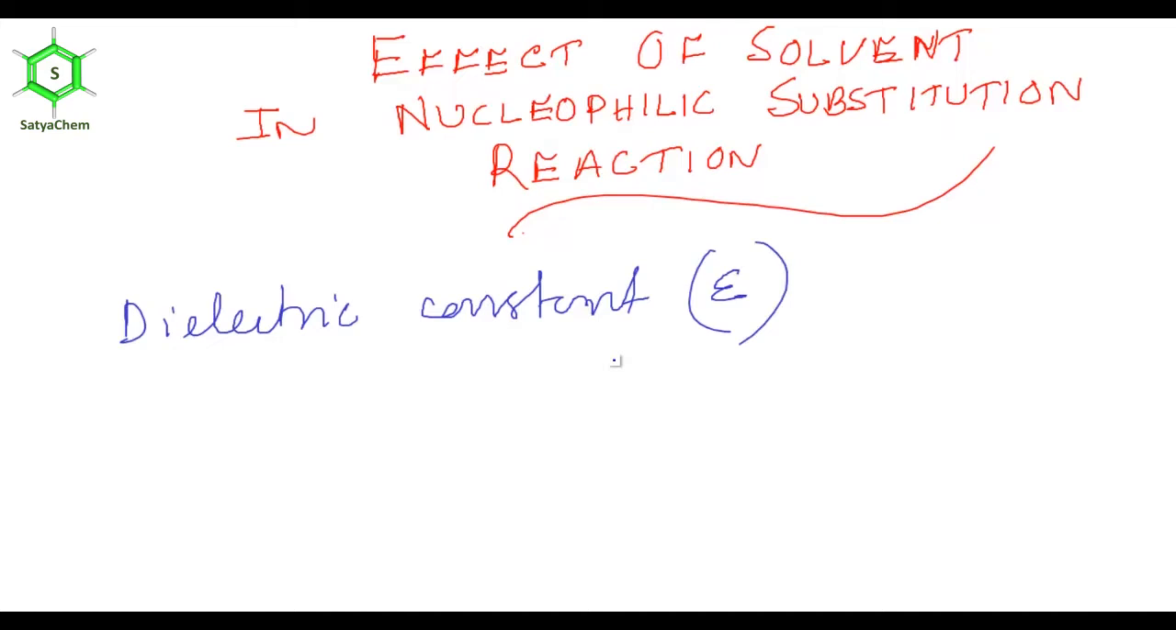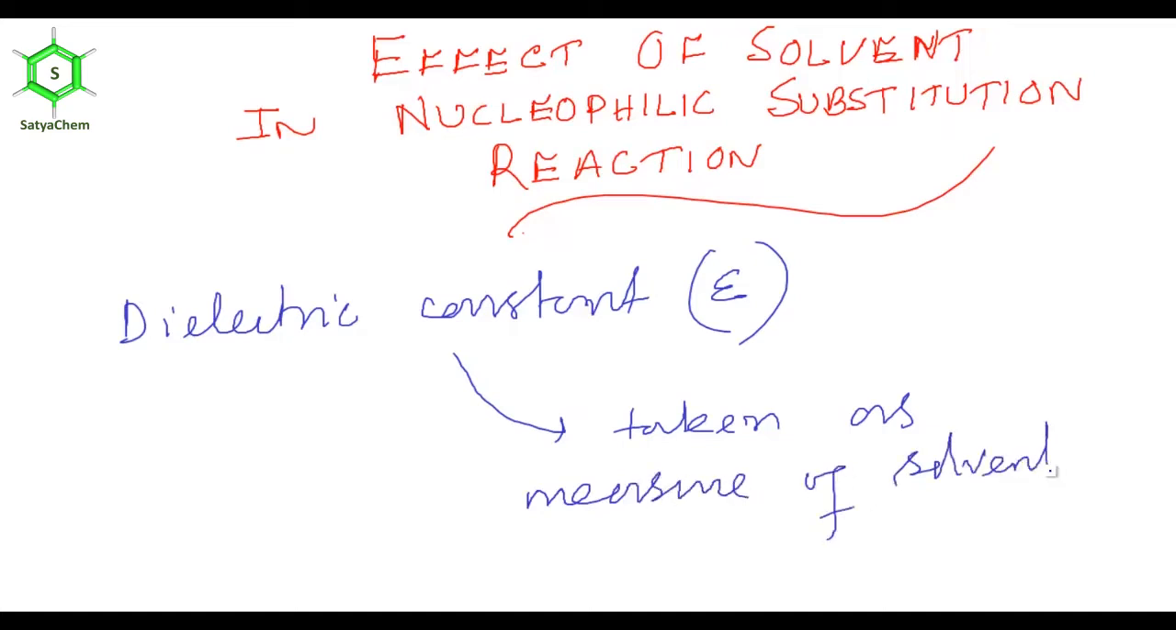And what is dielectric constant? It is a measure of a substance's ability to insulate charges from each other, and it is taken as a measure of solvent polarity. Higher dielectric constant means the solvent is polar, and lower dielectric constant means the solvent is non-polar.